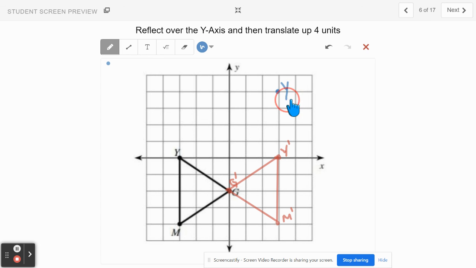label it y prime, double prime, 2 primes. That's the second transformation that's happened, the second one. Super simple. 1, 2, 3, 4. That's actually going to be right where that other one was. That's m prime. And then G is going to go 1, 2, 3, 4. And that's where G double prime is going to be.